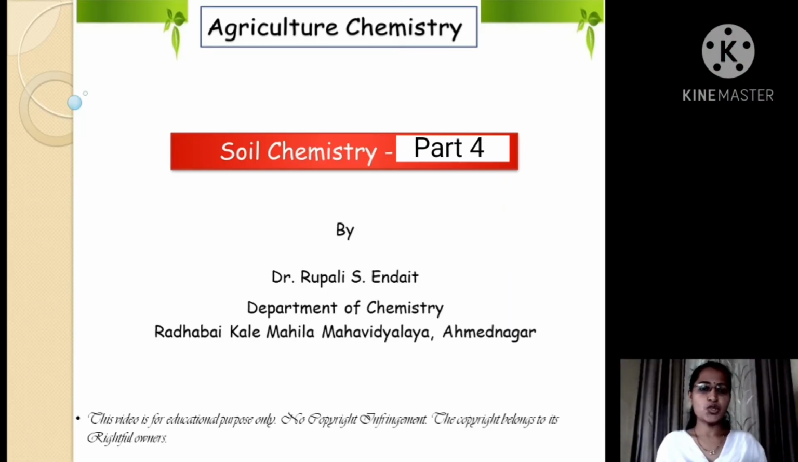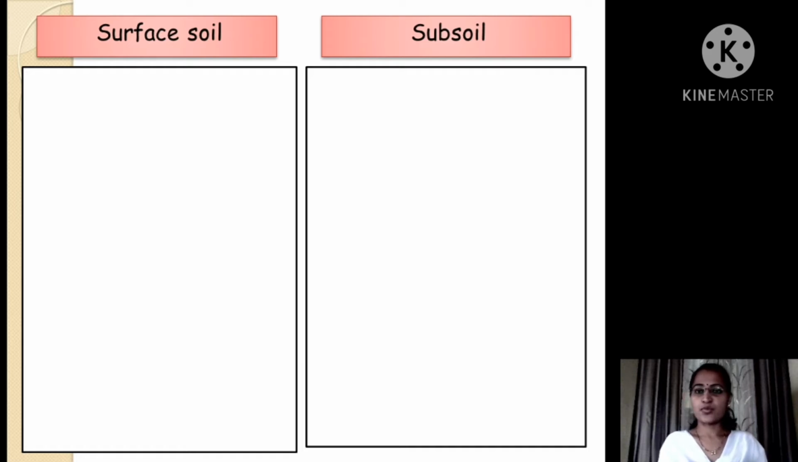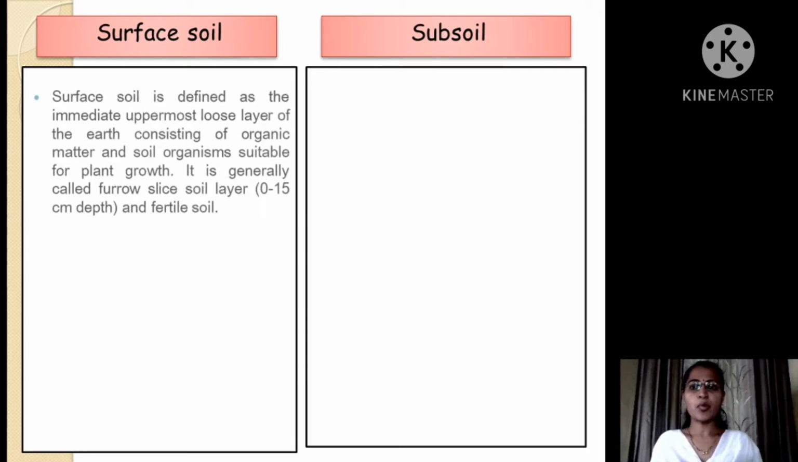Now, in today's lecture, we have to focus on the difference between surface soil and subsoil. Now, see the difference? We know surface soil is also called topsoil or horizon A, while horizon B is called the subsoil. Now, see the differentiating point?